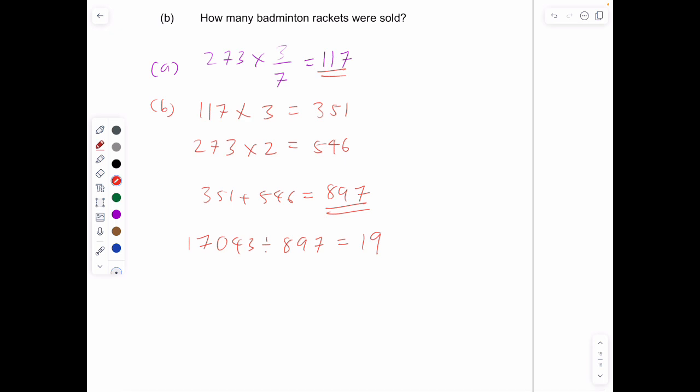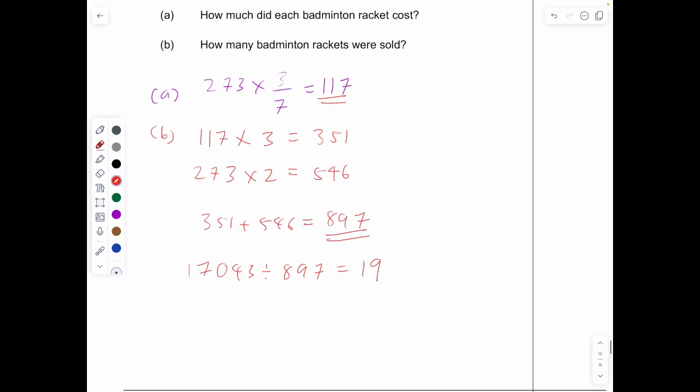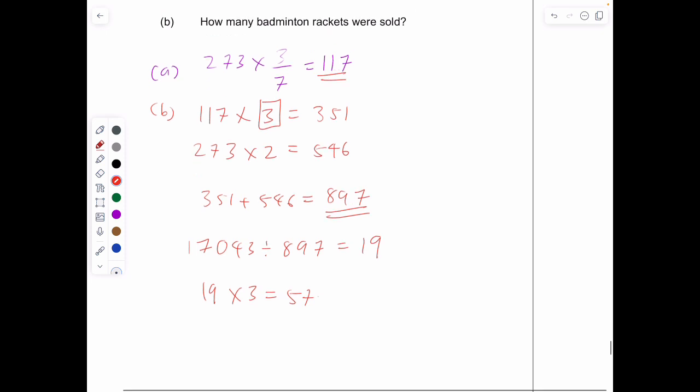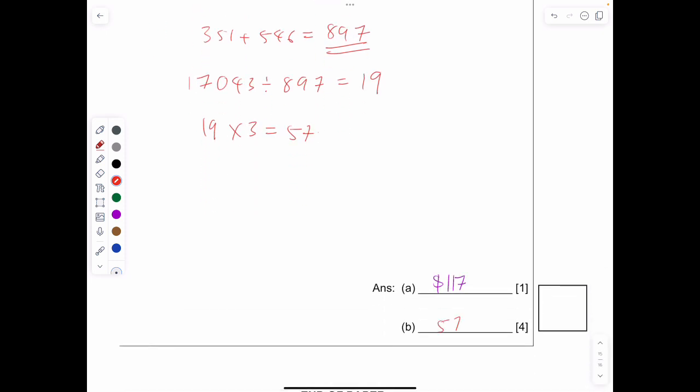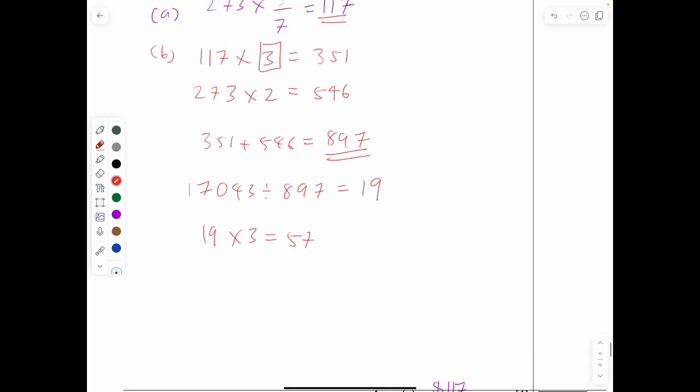So finally, I want to know how many badminton rackets, right? Because I know in every set there are 3 badminton rackets, I will need to take 19 times 3, and my answer will be 57. Okay, and that's it. We have come to the end.